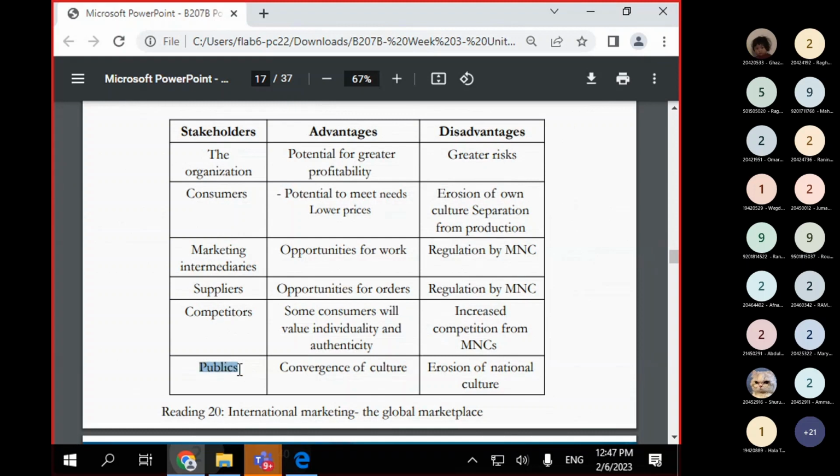All right, for the publics, which means the regular people, the community around it, we have convergence of cultures. The cultures are now converging together. We now get to understand more and more what other cultures are about through their food, the way they dress, from the movies that we watch, from this open world that we are in nowadays through social media. We understand other cultures much better than any time before.